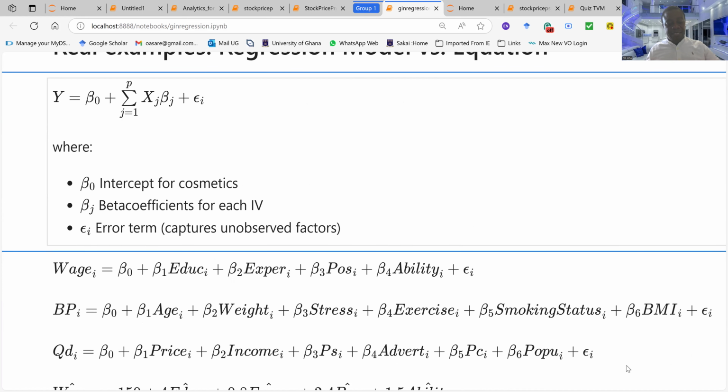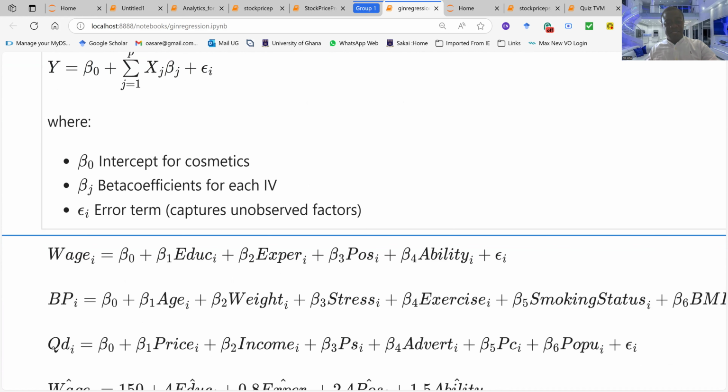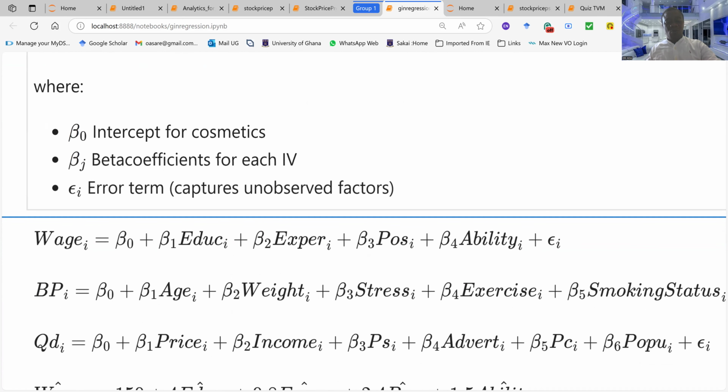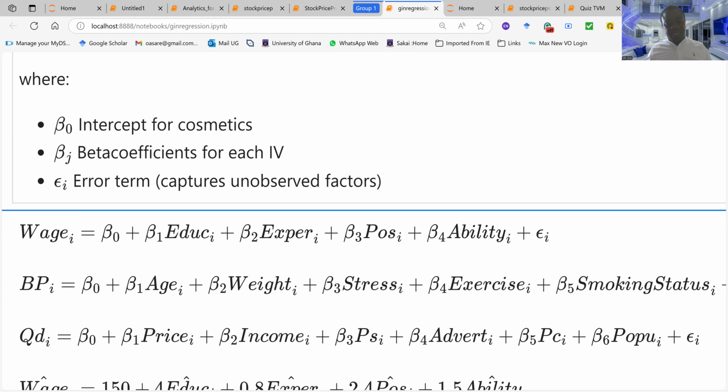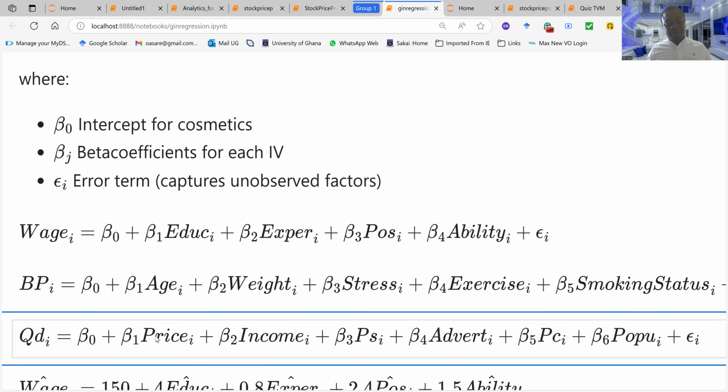Last one, quantity demanded. That's a very popular one I've just given you. Quantity demanded of a commodity is a function of the price, the complement price, the income of the people, or whether the good is a normal good or an inferior good, the price of substitutes, the adverts, the price of complements, and then the population. Is there any other factor which must be in the error term, which can affect the quantity demanded but haven't been included here?